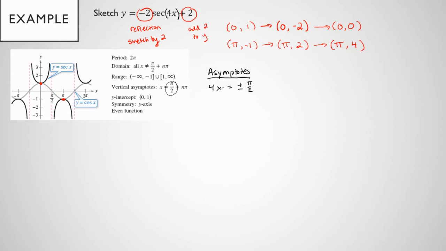So I'm going to solve for x, so I'm going to divide both sides by 4. And so that will actually give me pi/8, because that's the same as multiplying by 1/4. So now my asymptotes are going to be at plus or minus pi/8.